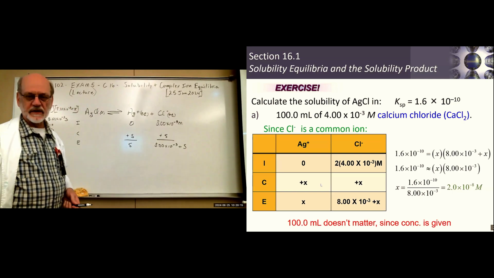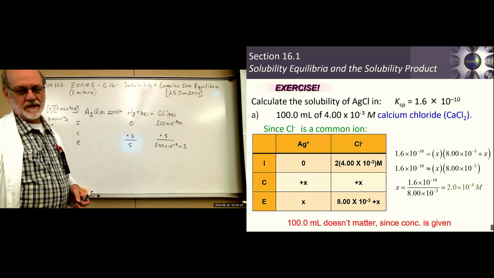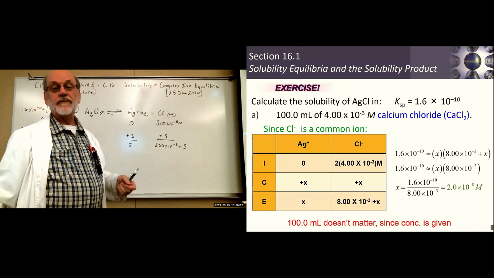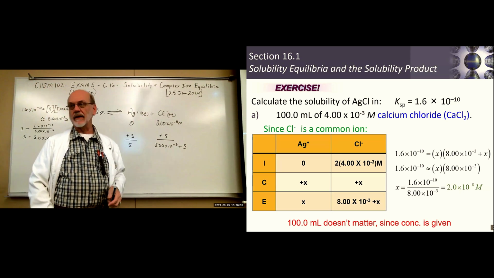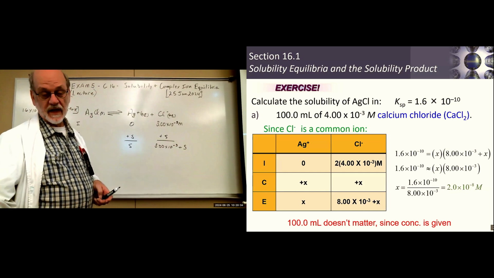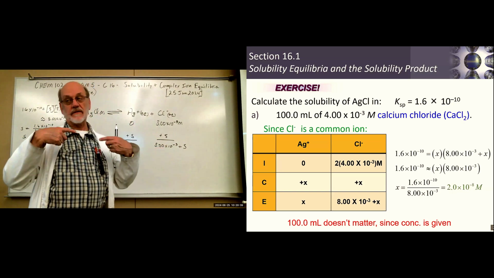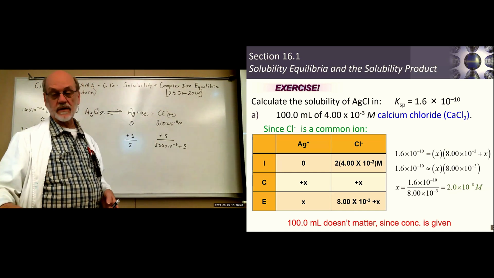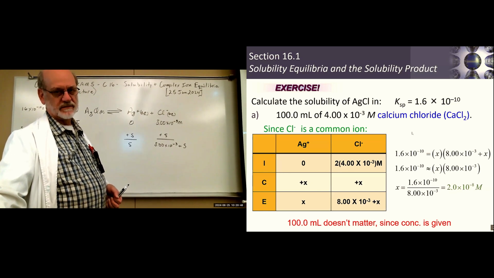Oh, by the way, 100 milliliters doesn't matter. This is an intensive calculation. Since we already know the molar concentration of calcium chloride, the volume doesn't matter. Now, if we knew an absolute amount of calcium chloride in a given volume, then you'd have to calculate the concentration in order to proceed. Then the volume would matter. But in this case, the volume is extra. We don't need it.